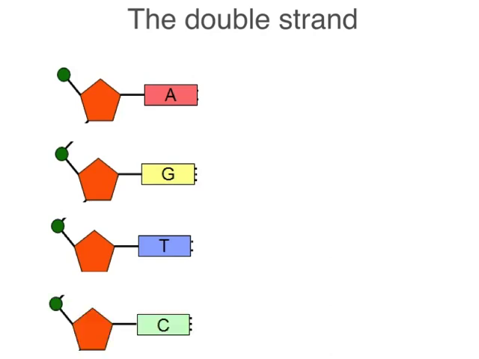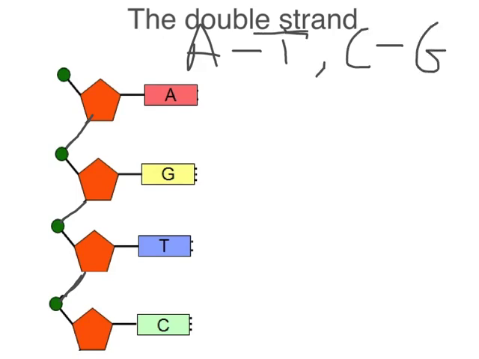And we connect them all. Whoop, whoop, whoop. Remember, it's sugar to phosphate. Now, what we need to do next to build our double strand is match up the complementary base pairs. We know that these are the bases A, G, T, and C, but they match up in particular with another base. A always matches up with T, and C always matches up with G, or vice versa.